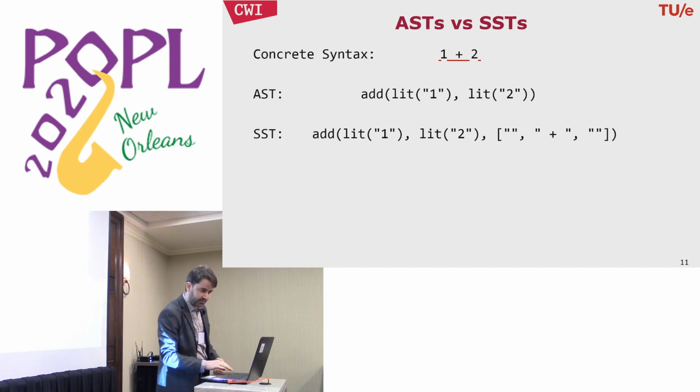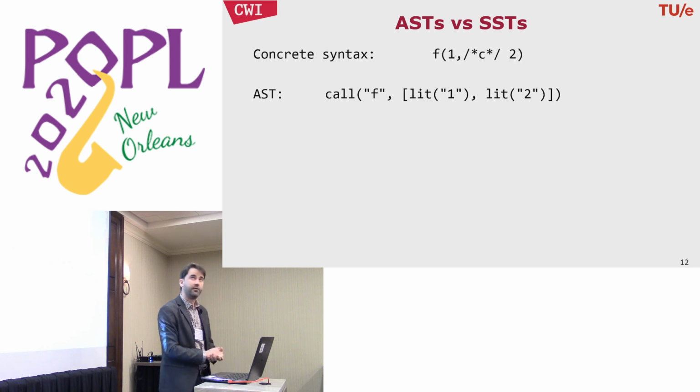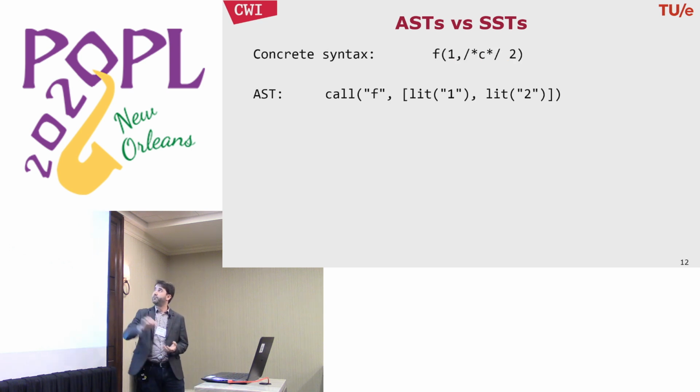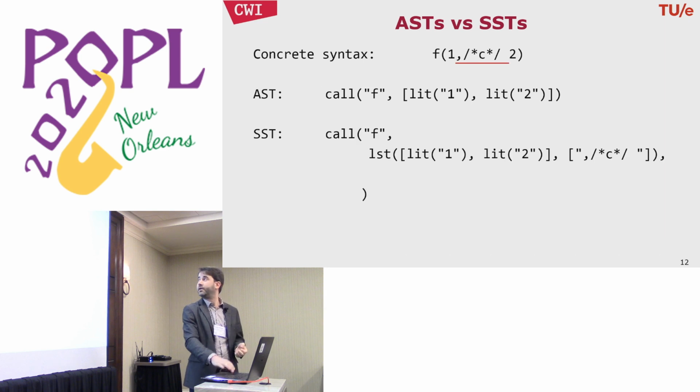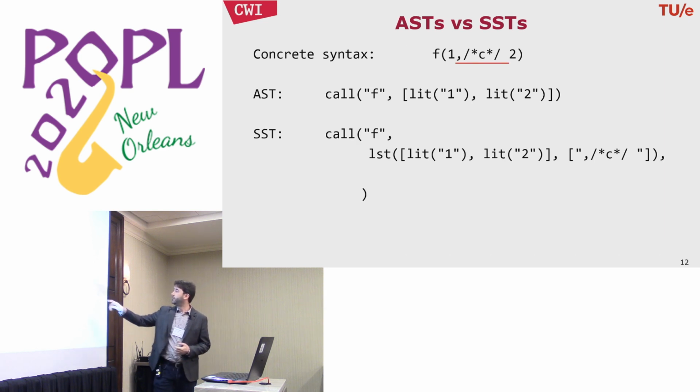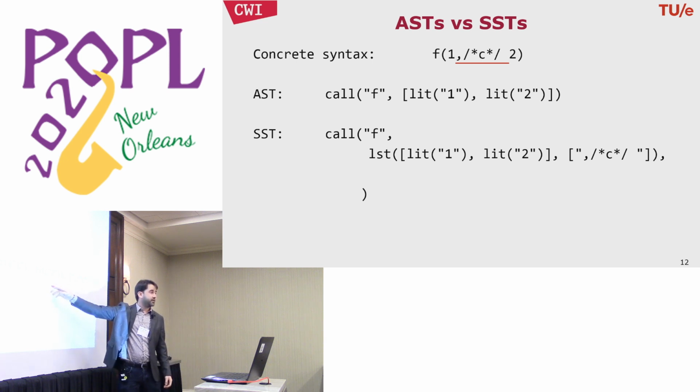As a final example, let's look at a function call. Apparently there is a function f, which we can call with 2 arguments, and there is some inline comment there. The abstract syntax is obviously this: a call node with the function name f, and a list of 2 arguments, 1 and 2. Now, if we make this into a separator syntax tree, the first thing we do is wrap this list of arguments into this. The comma and the inline comment appear as a separator in this special type of list here.